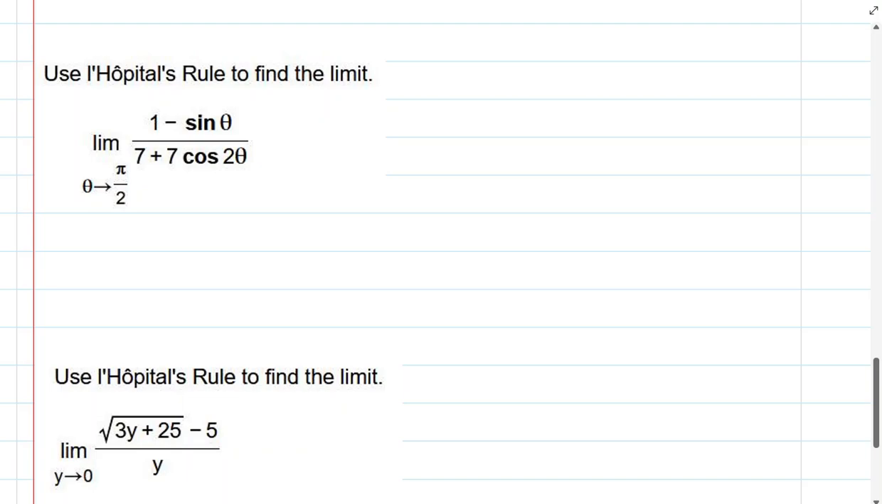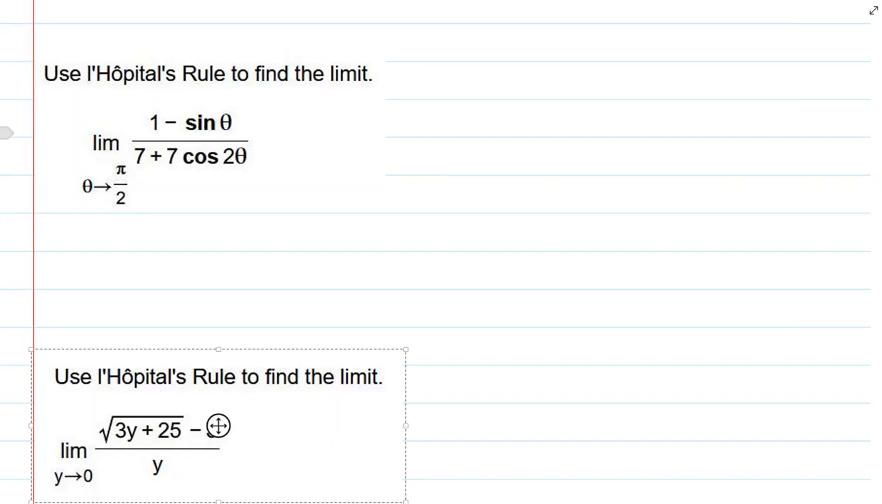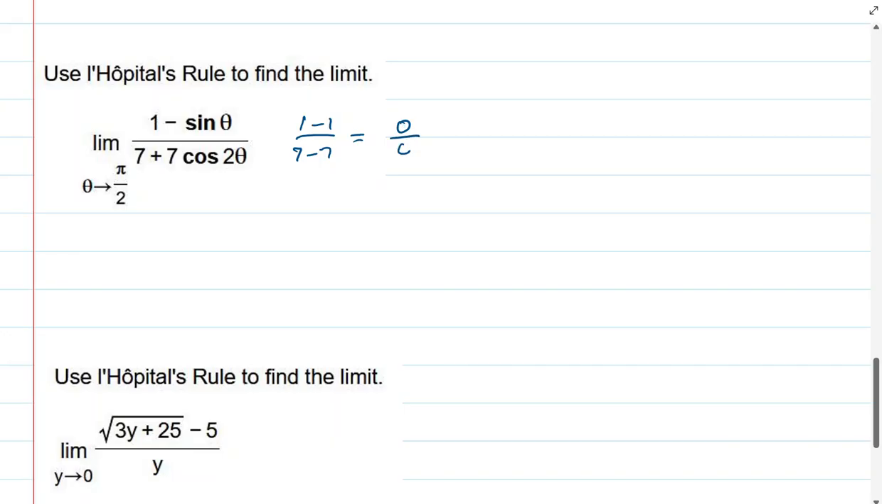Here we're trying to find the limit as theta approaches pi halves. If I put in pi halves here, I'm going to have 1 minus 1. And if I put pi halves here, I'm also going to have 1 because it goes to negative 1. So I'm going to have 7 minus 7. So I proved that I'm going to use L'Hopital's rule. Now we're going to do the math.